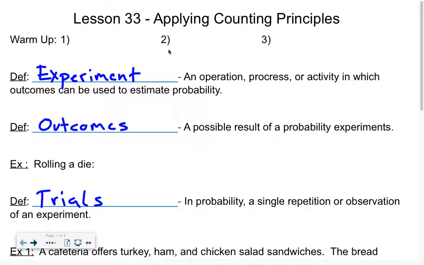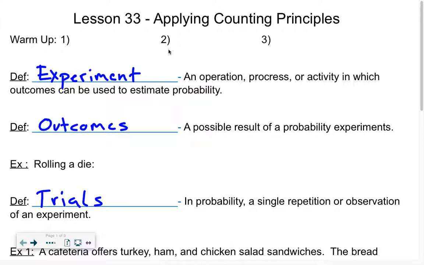Here for lesson 33, we're getting into a number of different probability problems. We do have a number of terms that we need to go over very quickly. So definition number one, an operation, process, or an activity in which outcomes can be used to estimate probability. That's our experiment. So maybe we're flipping a coin, rolling a die, maybe it's a spinner, you name it, but it's just an activity or a process that could estimate the probability for us.